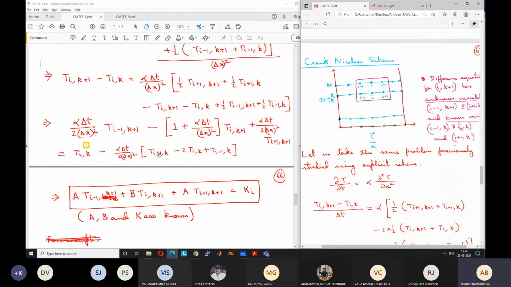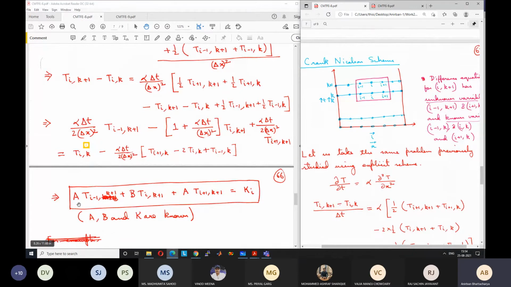Then what are the other terms? T i plus 1 k and T i minus 1 k. These are also known because all the temperatures at that time are known from previous calculation. So if this time is 10 seconds, we know all the temperatures at 10 seconds. Now we are trying to find out the temperatures at 10.1 seconds.